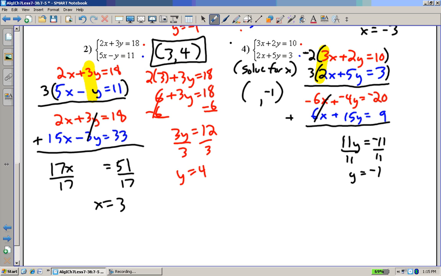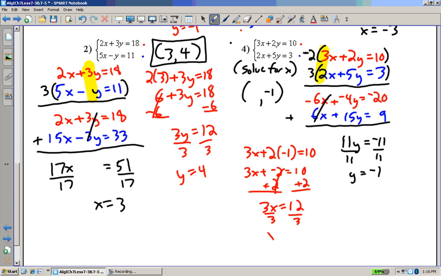So I'm just going to pick one of the two. It doesn't really matter. I'll just use red. So 3x plus 2 times negative 1 equals 10. So I'm using this top line here and plugging in the y. 3x plus negative 2 equals 10. So first distribute. Then combine all of your like terms. Then get all your variables on the same side. Then addition or subtraction. Then multiply, divide. And so we find that x is 4.